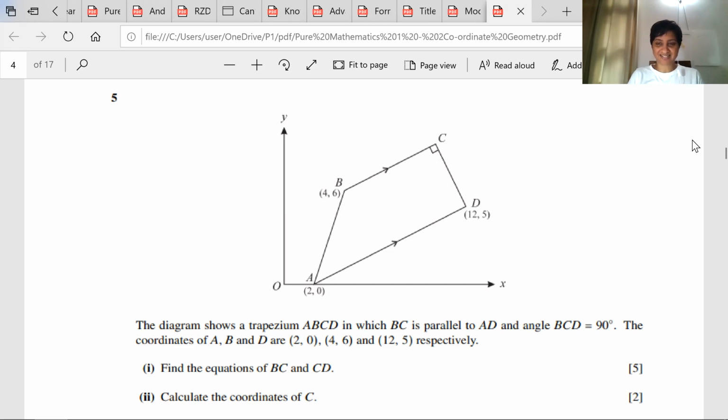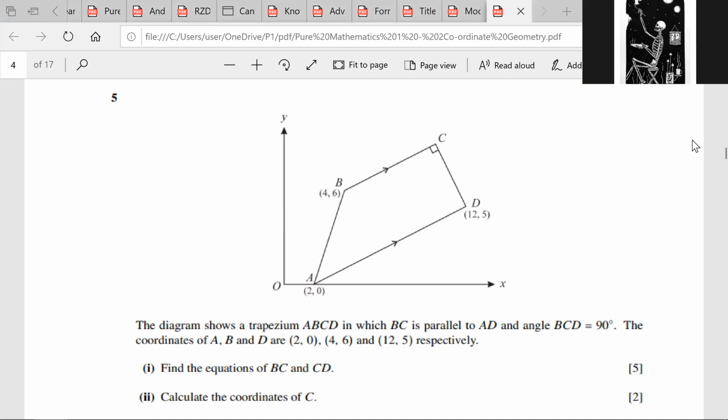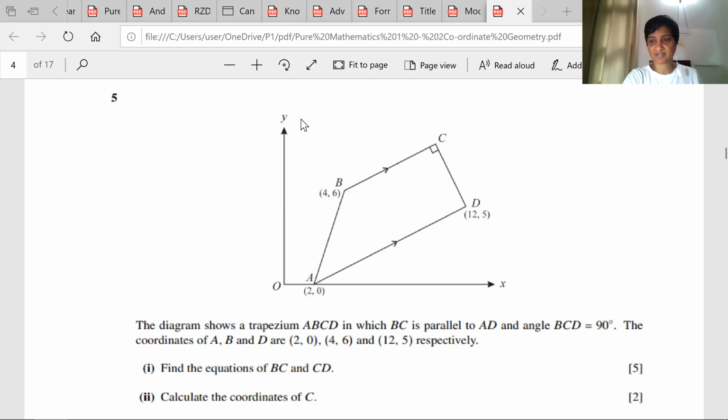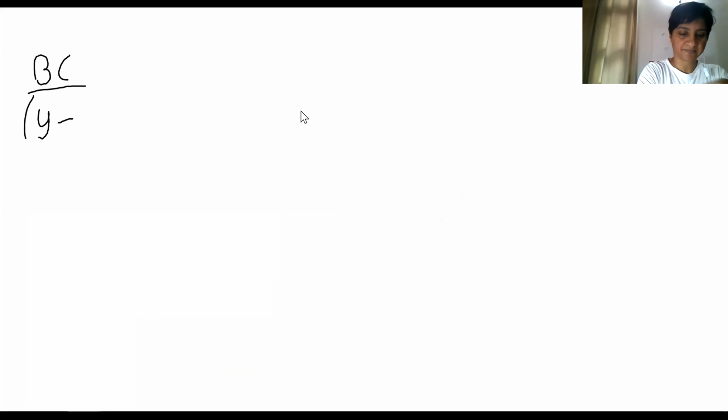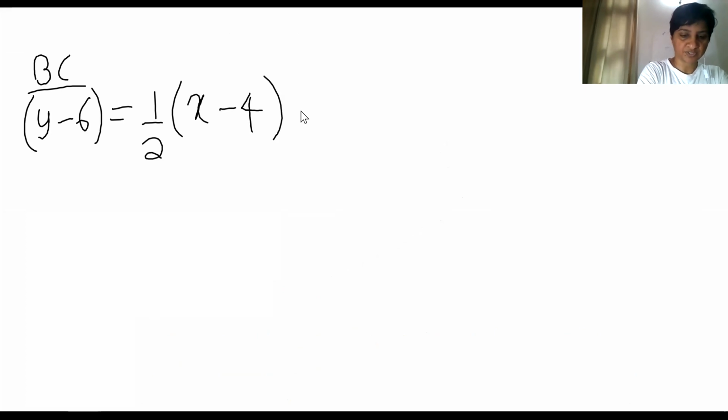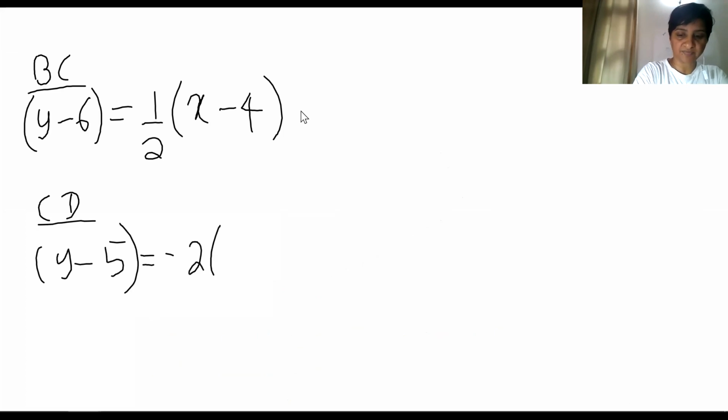Did everyone else get it? Let me write the two equations, BC and CD. Yes, Miss, got it. That's right. I will write them. The equation of BC is y minus 6 equals half times x minus 4. The equation of CD is y minus 5 equals minus 2 times x minus 12, right?